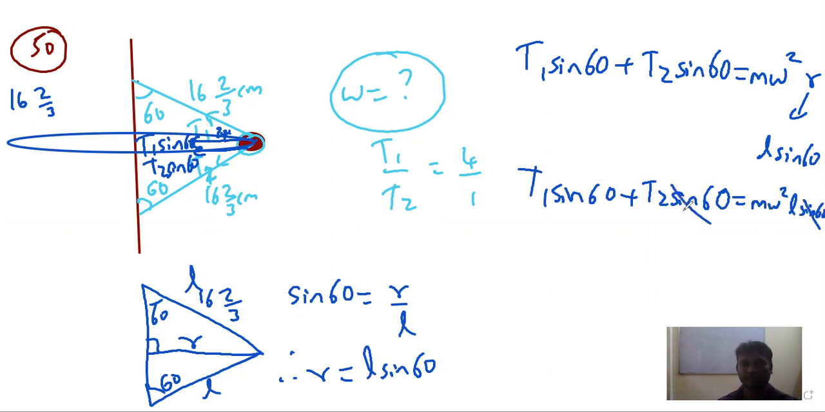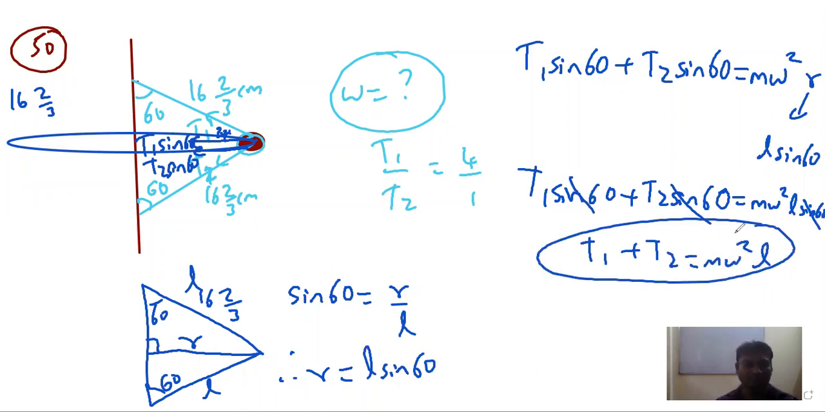Now sine 60 cancels on both sides. We get T1 plus T2 is M omega square L. Now, after this, let us do vertical force balance. In red color, let me show vertical forces. So this component will be T1 cos 60. So this will be T2 cos 60.